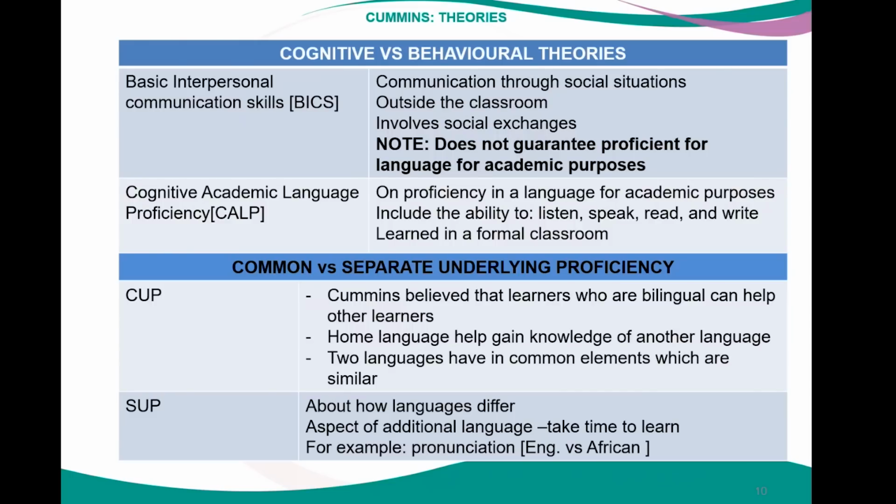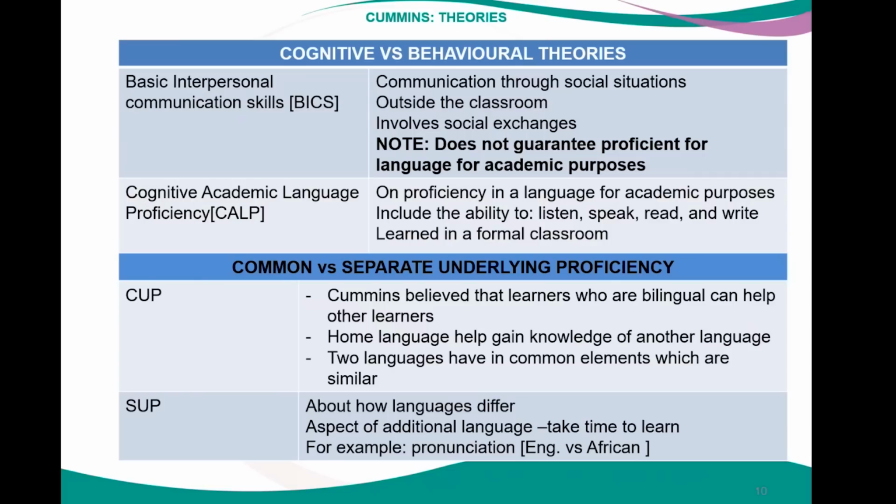Okay, we have another theory called Cummins. It talks about BICS, what we call basic interpersonal communication skills. And the belief is that communication through social situations outside the classroom involves social exchanges. You can look at the two theories and say which ones are similar. How do they talk to each other? What are they saying?